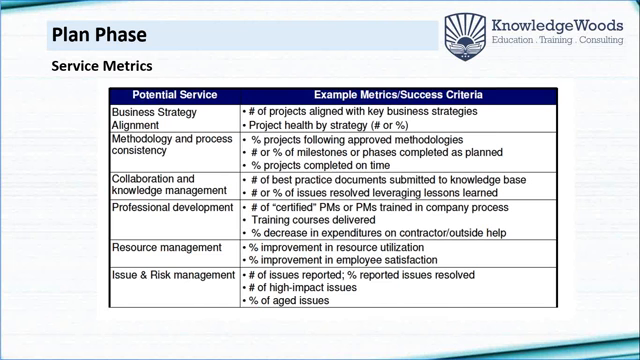If I talk about business strategy alignment, the number of projects that are aligned to the business strategies. So the key benefit of defining metrics against all the core services is that you can measure it against a quantified number. Okay.